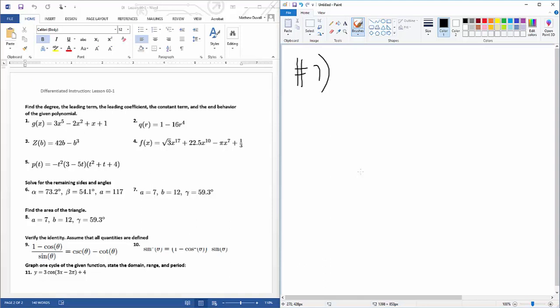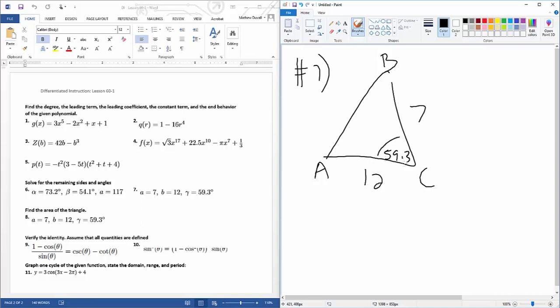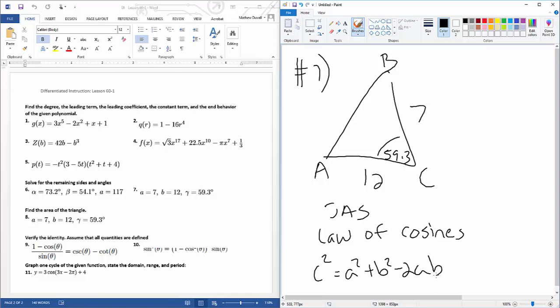Alright, number 7. So we have a triangle, ABC. Side A is 7, side B is 12, angle C is 59.3. So this is side, angle, side, and so you're going to use the law of cosines. And you're going to find side C first. So C squared equals A squared plus B squared minus 2AB cosine of C. So you're going to use that to find side C, and then you can find the other angles.